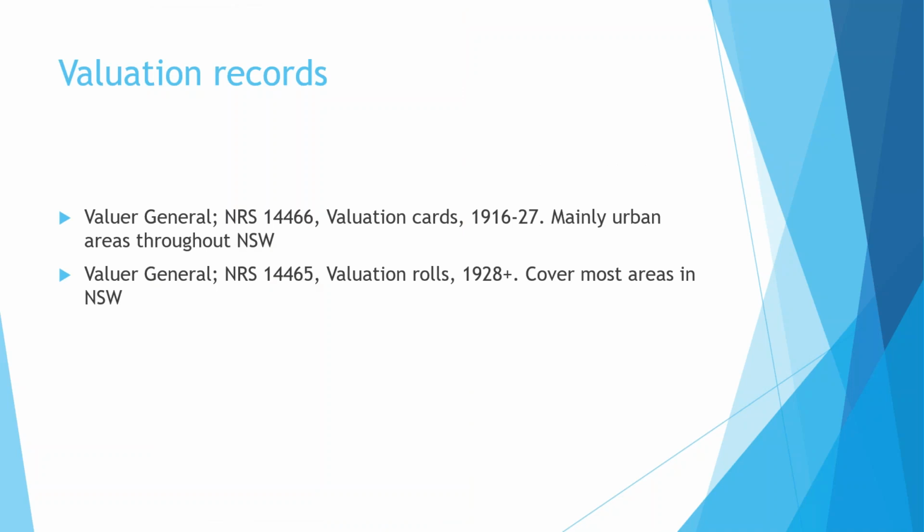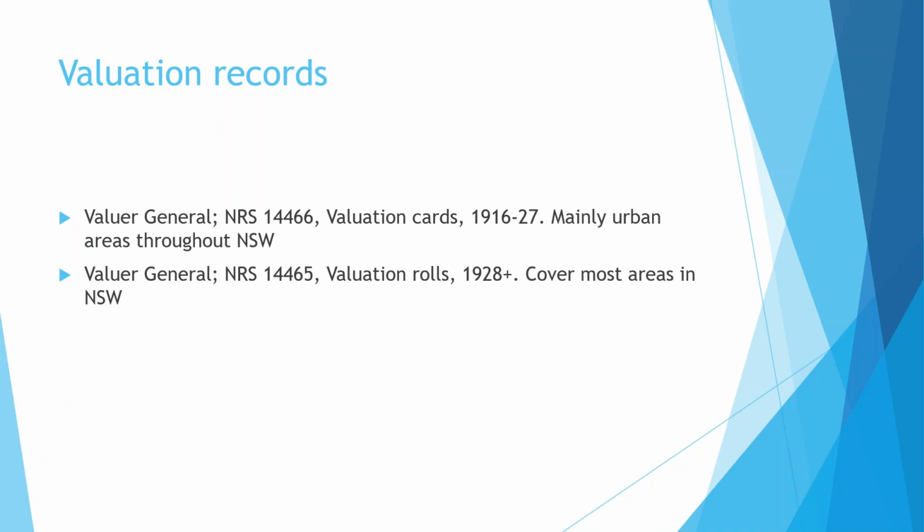The next record we're going to look at are the valuation records. So the Valuer General created valuation records throughout the years, and these were kept as cards between 1916 and 1927, and then valuation rolls, which are more like a book rather than an individual card. The early cards are mainly for urban areas throughout New South Wales, so Sydney and country towns. The valuation rolls do cover most areas in New South Wales, and they're arranged by council area and then often by ward within that area.